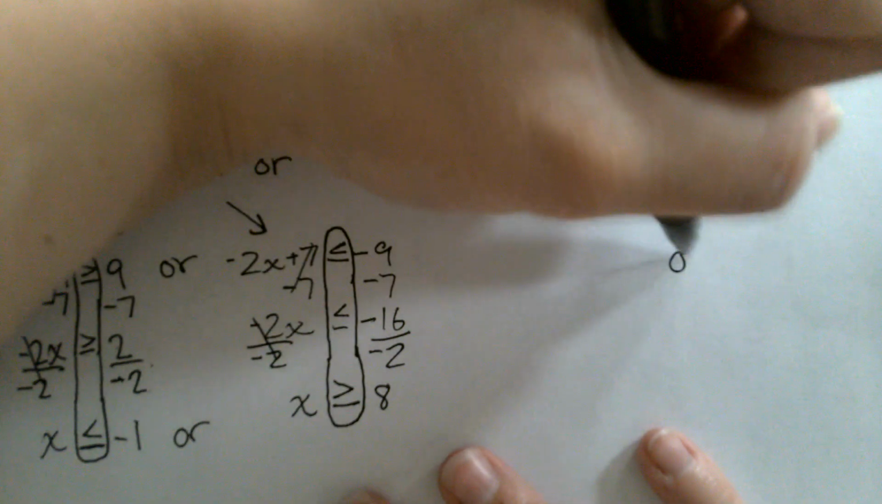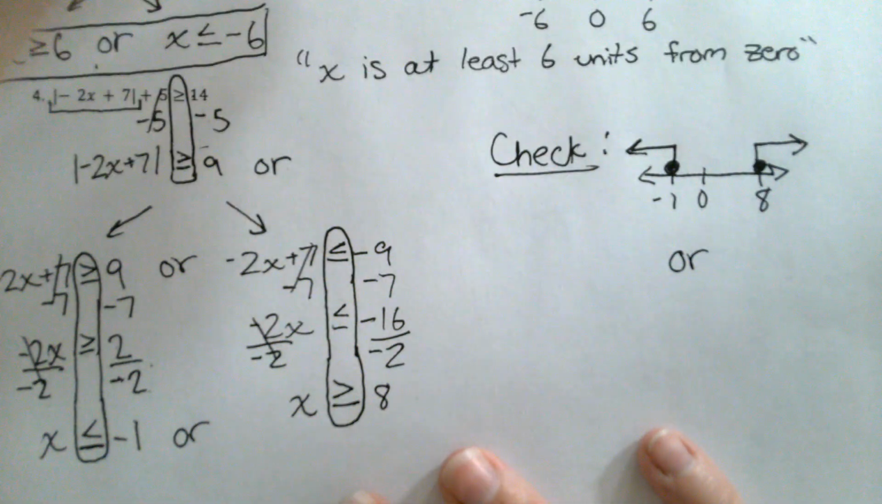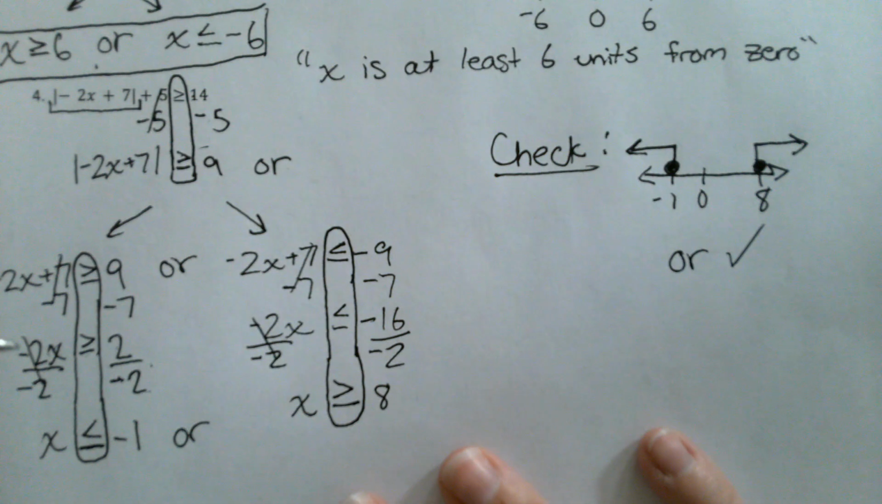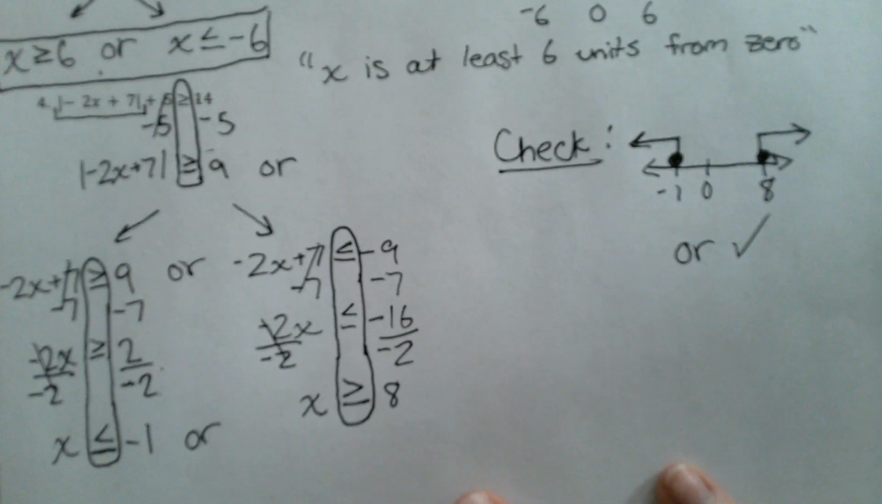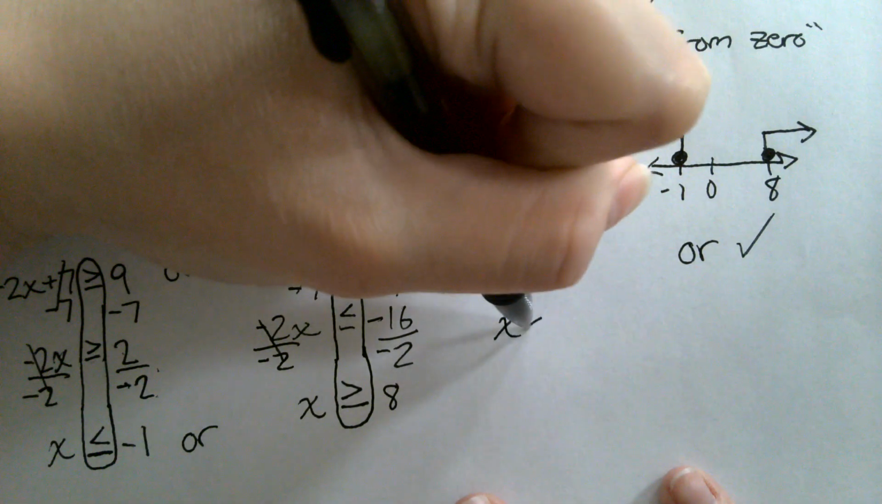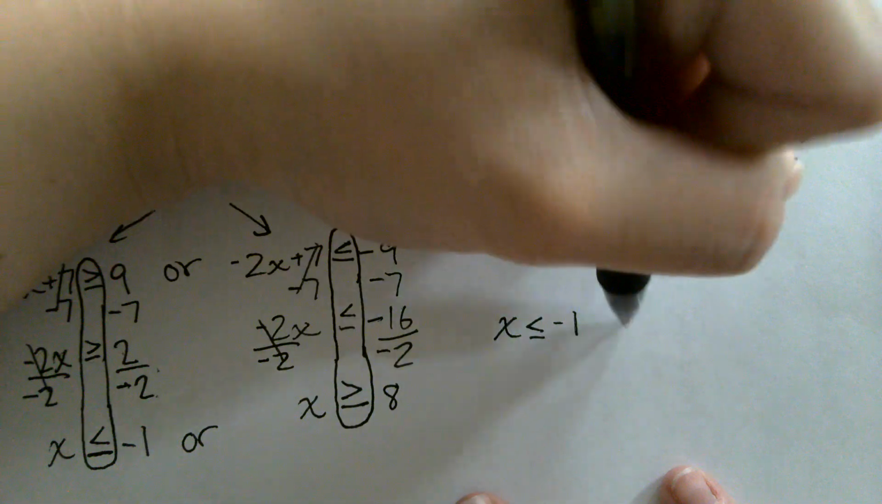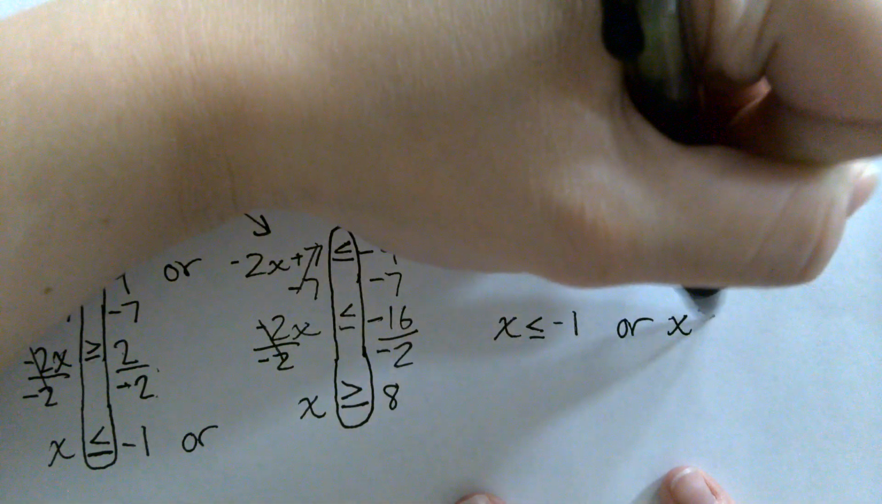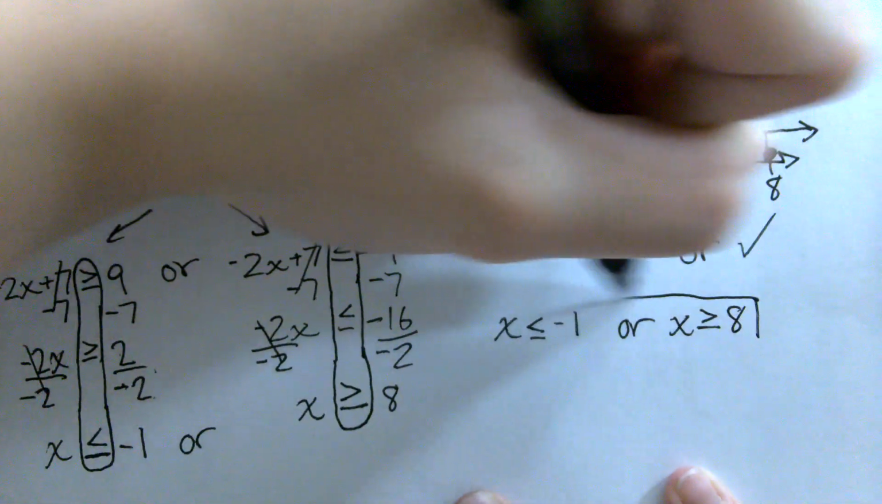Hopefully you can see that this is an or graph. It's pointing away. And we had or in our statement, so that works. So our answer, x is less than or equal to negative 1, or x is greater than or equal to 8.